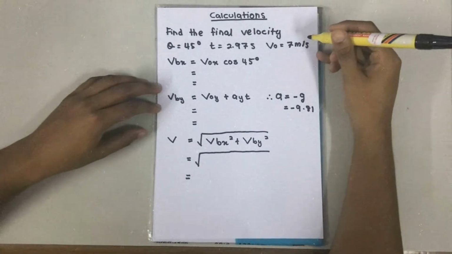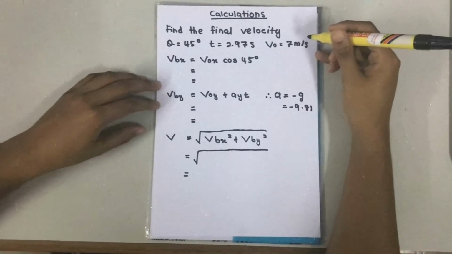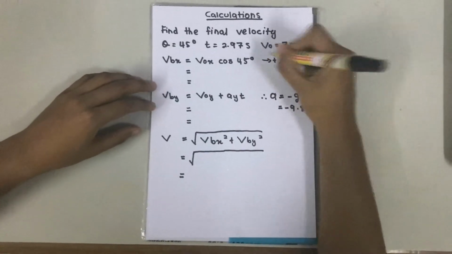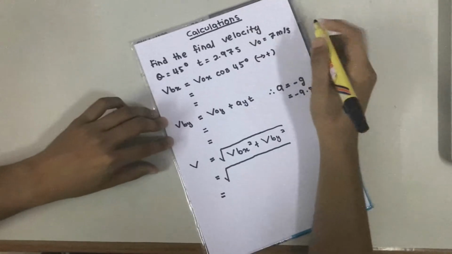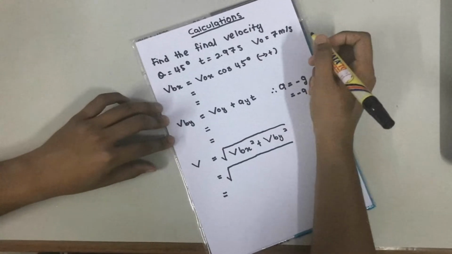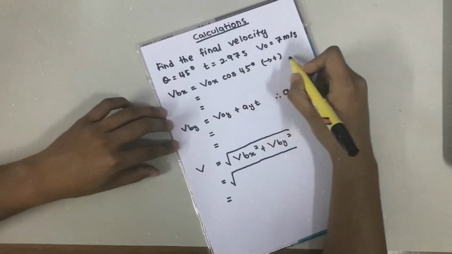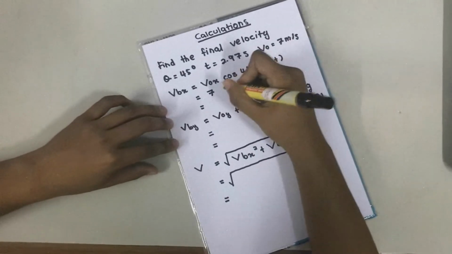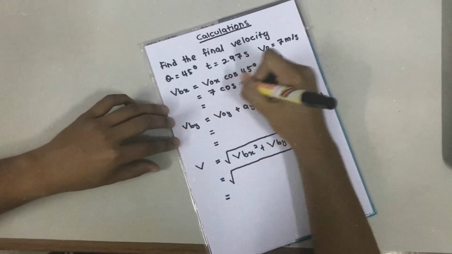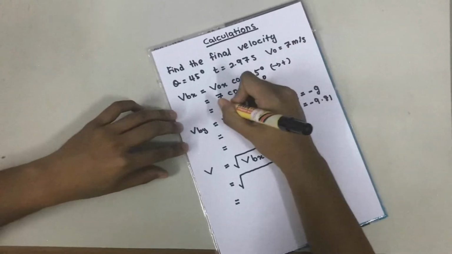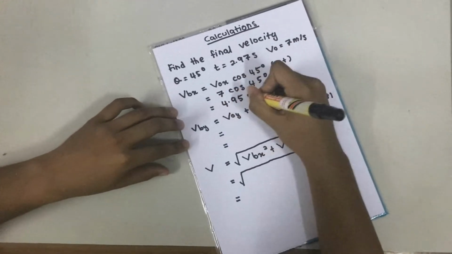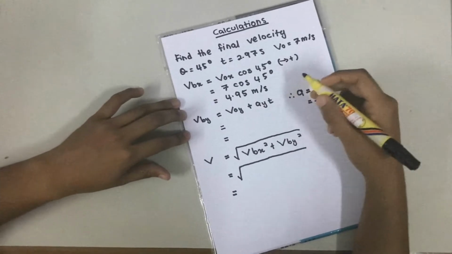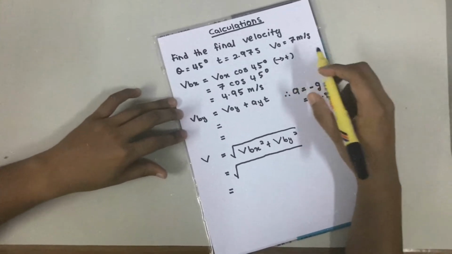Firstly, we need to determine the velocity on the x-axis. We assume that rightward movement is positive. By inserting all the information into the equation of motion for the x-axis, we insert 7 meters per second and cos 45 degrees, and we get 4.95 meters per second. The movement is positive, which means the ball moves toward the right.